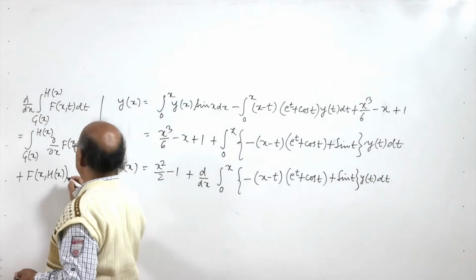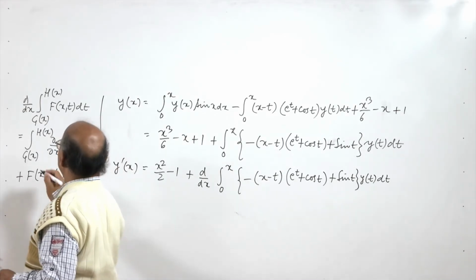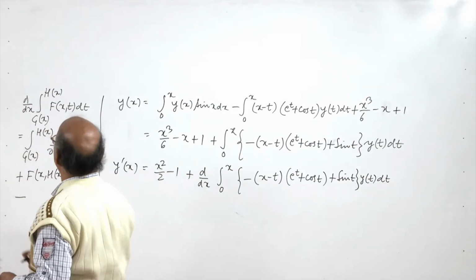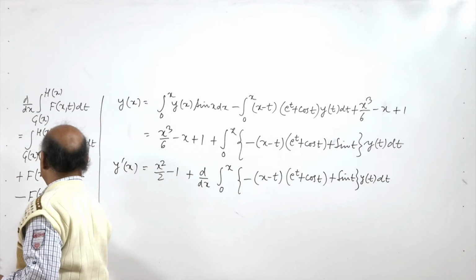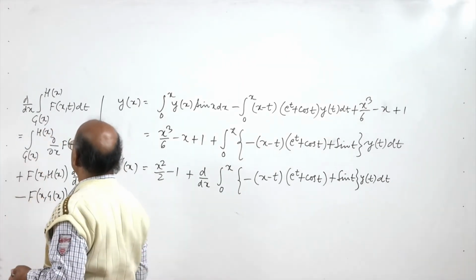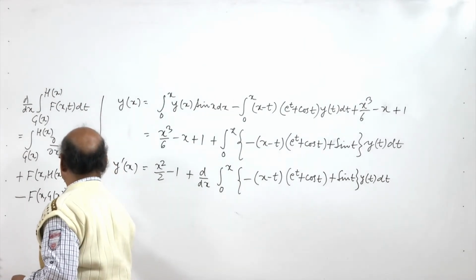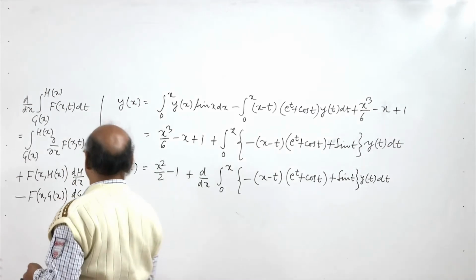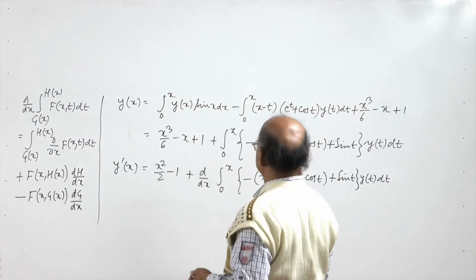Then the derivative of the upper limit with respect to x, so dh by dx, minus the value of the integrand at the lower limit, so f(x,g(x)), and then the derivative of the lower limit with respect to x, so dg by dx. So let us apply this formula to differentiate this.